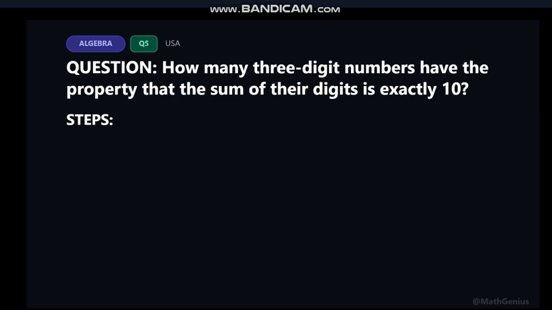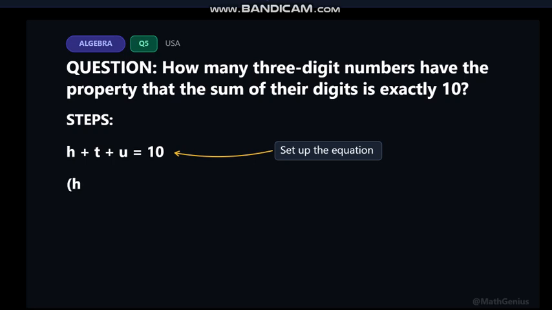Steps. Let's represent our hundreds, tens, and units places as variables h, t, and u. h plus t plus u equals 10. Set up the equation. The hundreds digit must be at least 1, so let's shift it down to 0 by subtracting 1 from both sides. h minus 1 plus t plus u equals 9.